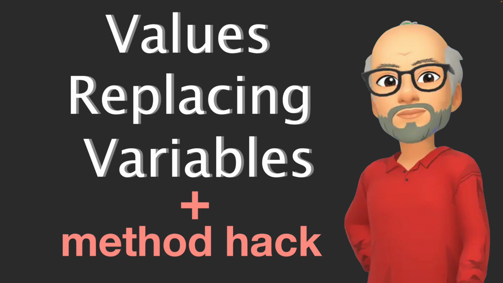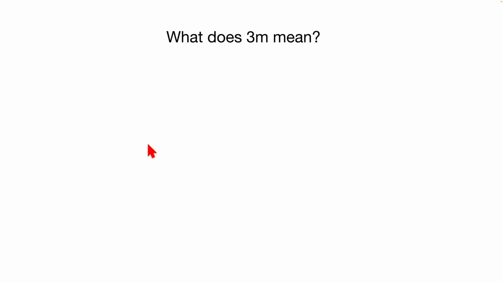Values replacing variables. What does 3m mean? Pretty basic, but we'll start here and build to something far more complicated. Let's look at this common question. Simplify m plus m plus m. We might count them up underneath and say, oh, that's equal to 3m.